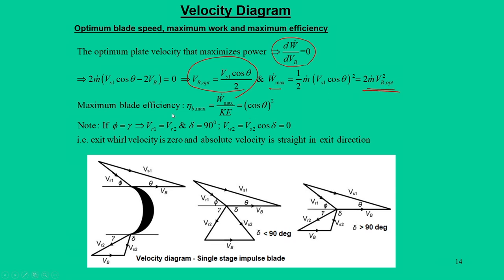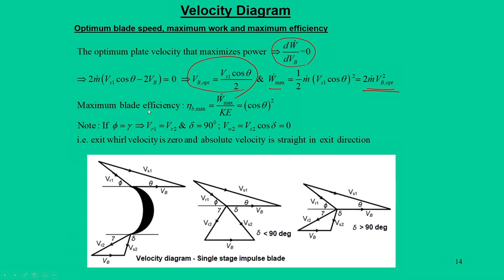And finally, we can find out the maximum blade efficiency. Taking the ratio, we get cos theta whole square, which means if theta is 0, that is at 0 degree nozzle angle, we have maximum blade efficiency. This is the theory we get for the simple single curved blade.